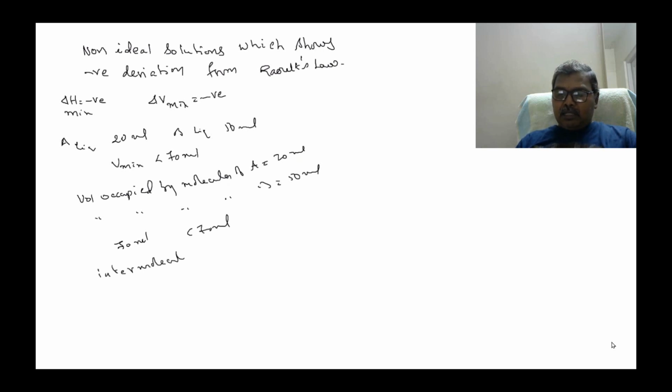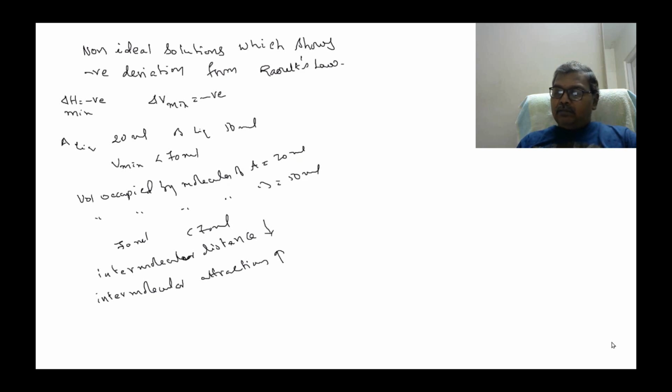intermolecular distance between molecules, right? Intermolecular distance decreases. Intermolecular distance is decreasing means intermolecular attractions are increasing. Is it clear?